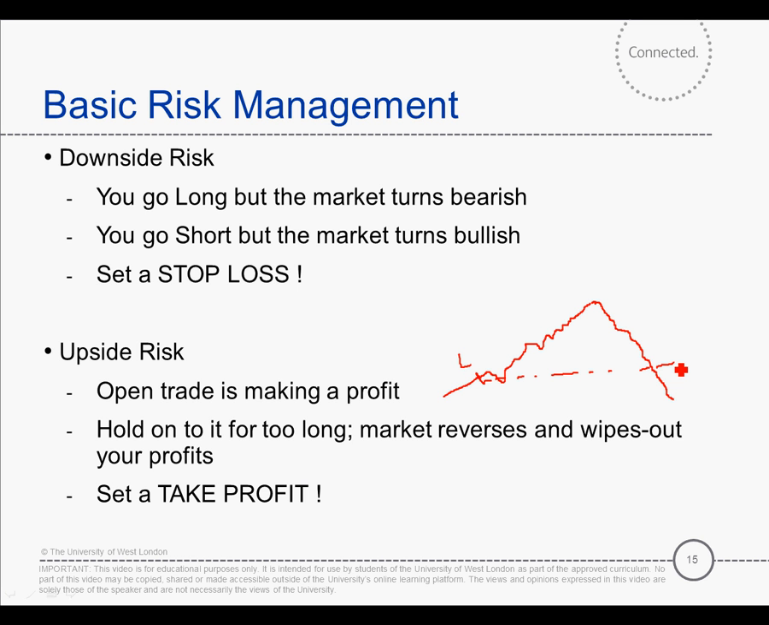So this is the upside risk. What you do as a disciplined trader is you decide that this is enough profits for me. If it hits this point, I've made enough of a profit. So this is the level of profits you have made. At this point, you close your position, you sell in order to take your profit.